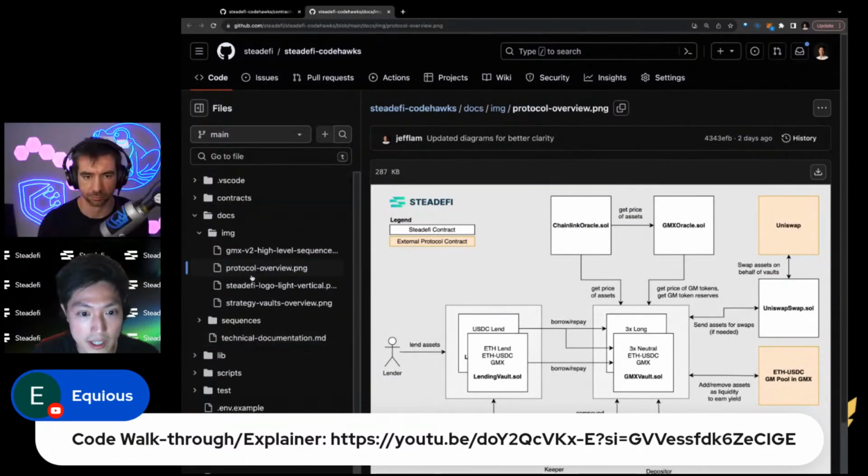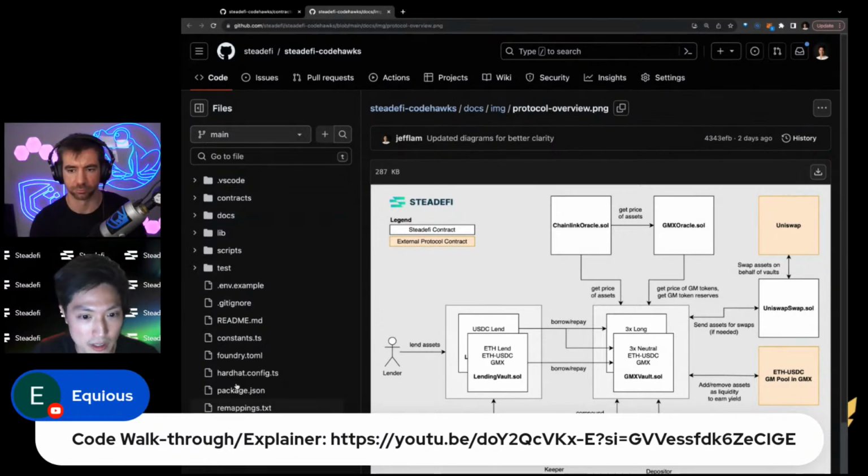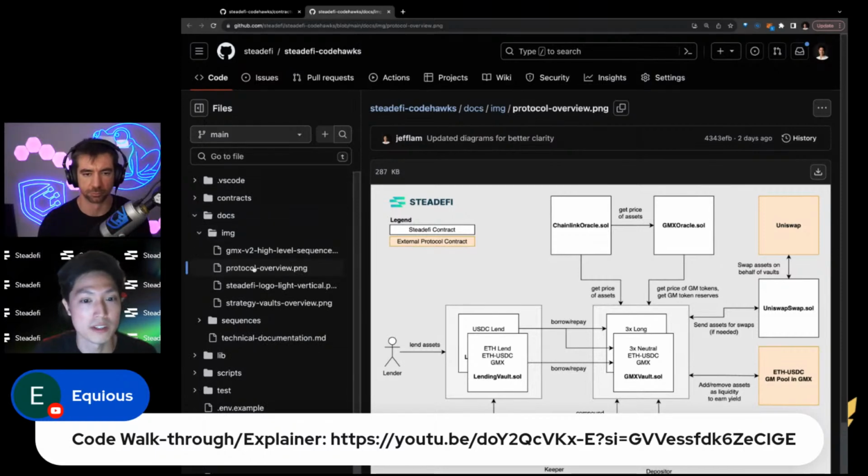So it's here. For folks that are looking at this too, we have a docs folder. The document that I just talked about was in the README, but we do have a docs folder with more sequence diagrams and whatnot.